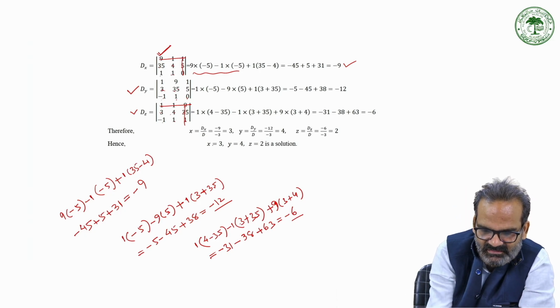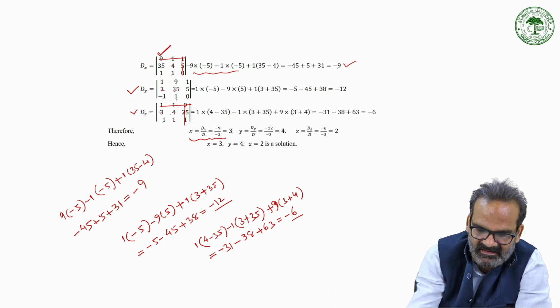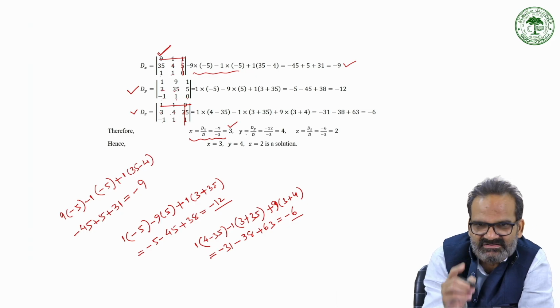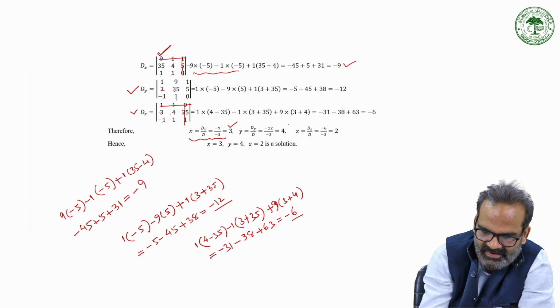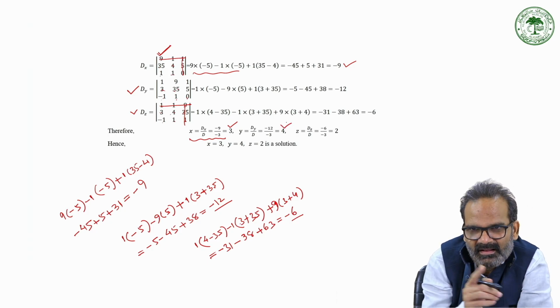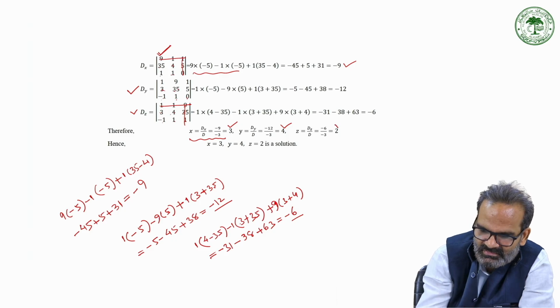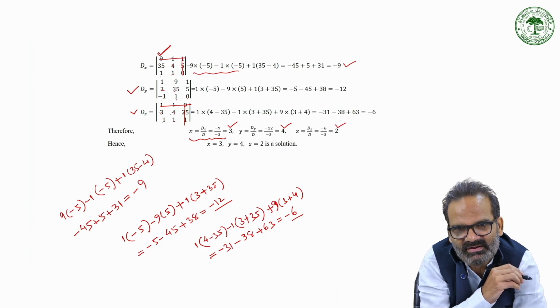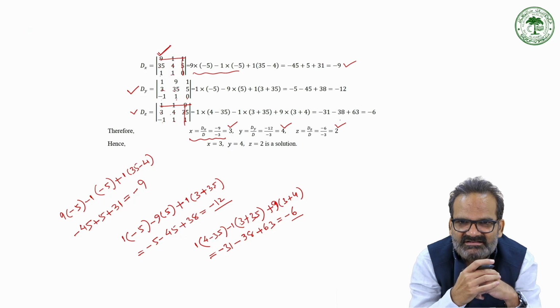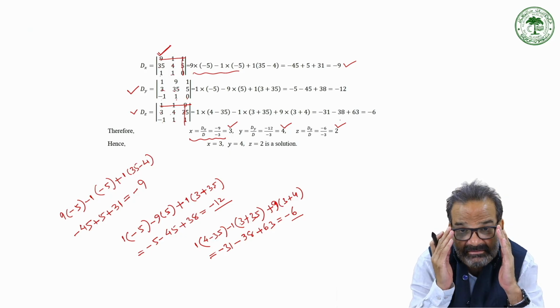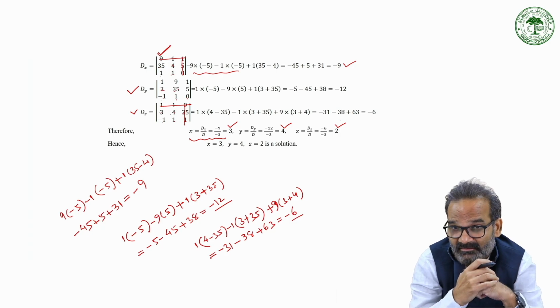Now, we can calculate the values of x, y and z. You know, x is equal to dx upon d, that is minus 9, and the value of d is minus 3. So, x is coming out to be 3. Similarly, y is equal to dy upon d. So, y is coming out to be 4, and similarly z is coming out to be 2. So, z is equal to 2. So, what we conclude: x is 3, y is 4 and z is 2 is the required solution of the given problem. What does it mean?